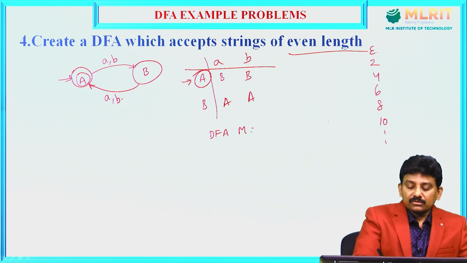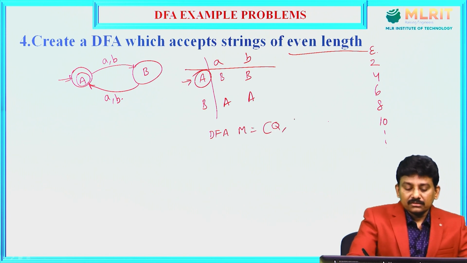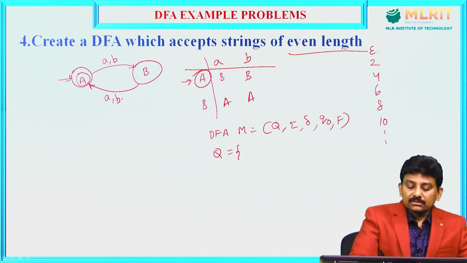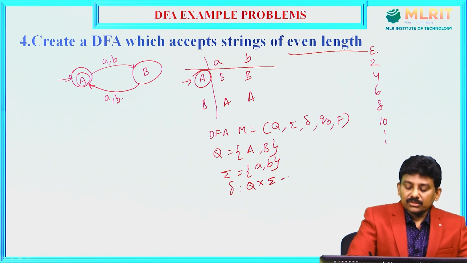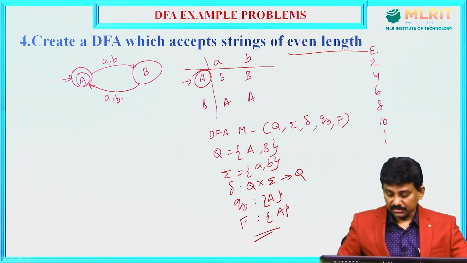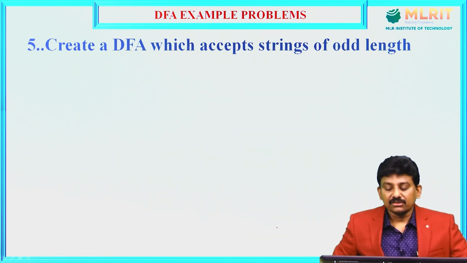Definition: M is equal to Q, sigma, delta, Q naught, F. M is a machine, a DFA machine. Q is the set of states A and B. Sigma is AB, the input alphabet. Delta is a transition function Q cross sigma to Q. Q naught is the initial state, that is A. F is the set of final states, A is the final state. This is the example. Next, create a DFA which accepts strings of odd length.